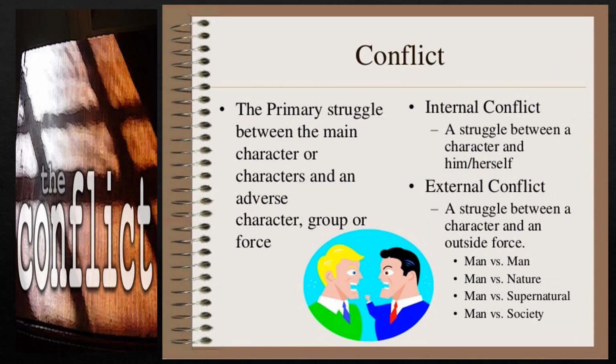Next is the conflict. The conflict is the primary struggle between the main character or characters and an adverse character, group, or force. There are two kinds of conflicts. The first one is called an internal conflict, which is a struggle between a character and himself or herself. The second type of conflict is the external conflict. It is a struggle between a character and an outside force. It can be man versus man, man versus nature, man versus supernatural, or man versus society.